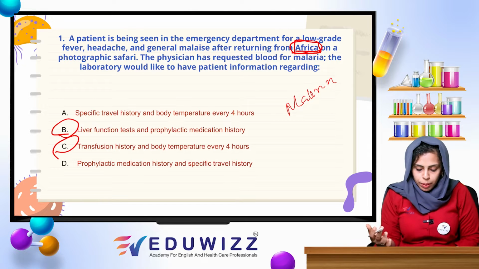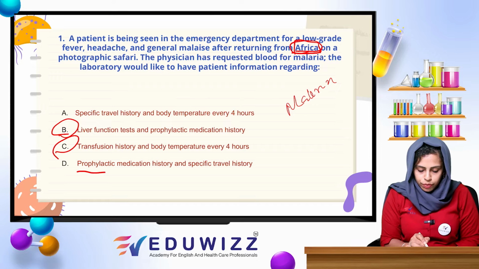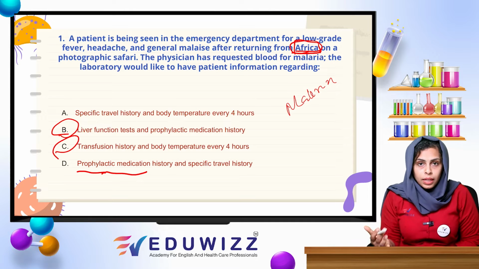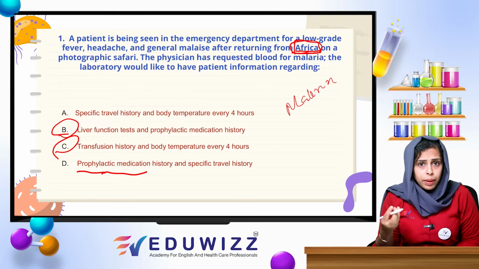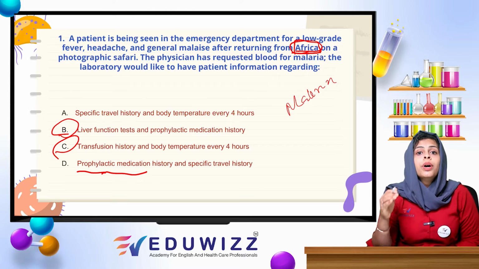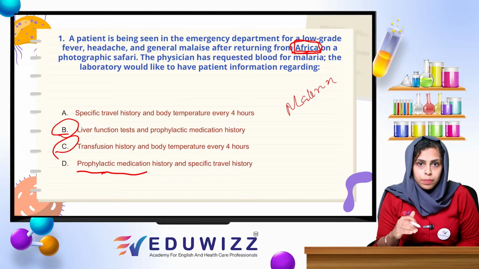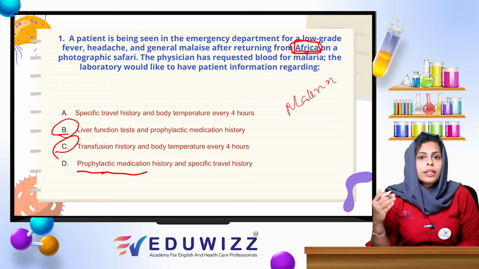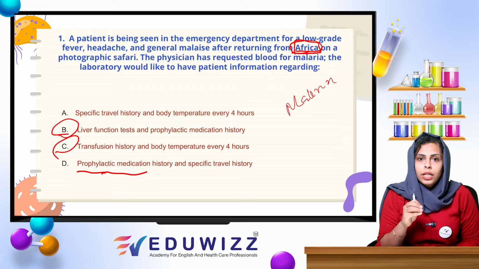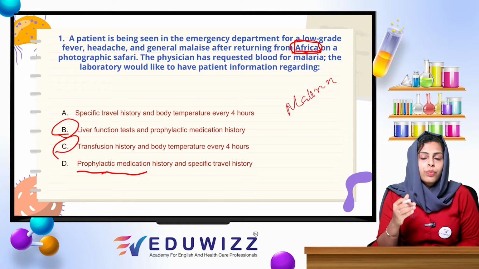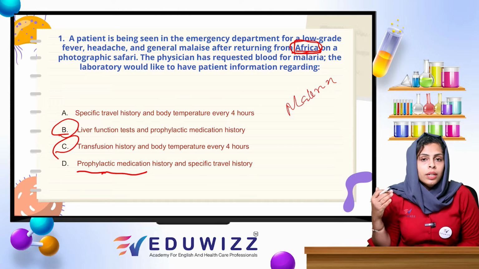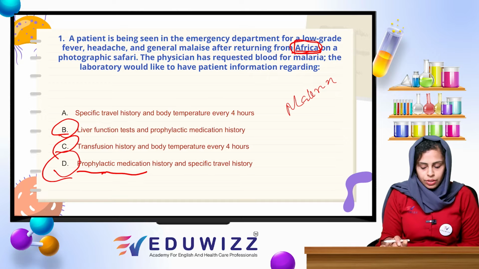The next is the temperature every 4 hours or prophylactic medication. Here, we have to look for the prophylactic medication, because if the patient has taken any medication for this condition, there is a chance of a decrease in the amount of parasites in the blood. So when we are doing any specific test like thick smear or thin smear, we may not even see the malarial parasites. That will lead to a misdiagnosis. So we have to know that the patient has taken the prophylactic medication, and also the history of travel. So D is the correct answer.